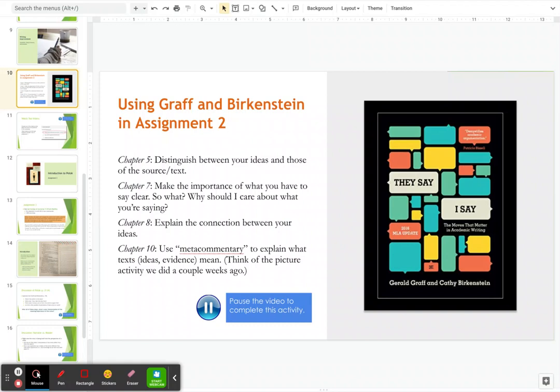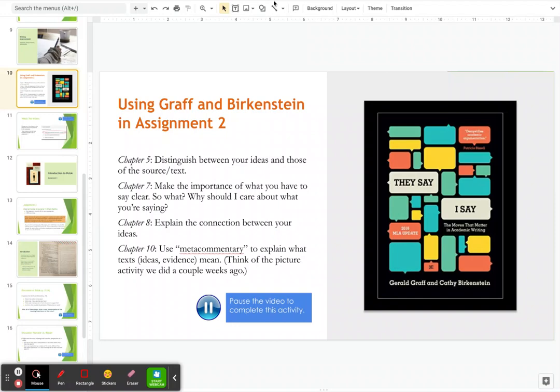They're just saying, how do you see the relationship between the ideas in your sources and what you have to say? And then in the last chapter, chapter 10, they're introducing you to a term called meta-commentary. And this is when you explain the text and evidence and what they mean. And again, this goes back a little bit to what I was talking about a few weeks ago with the images.